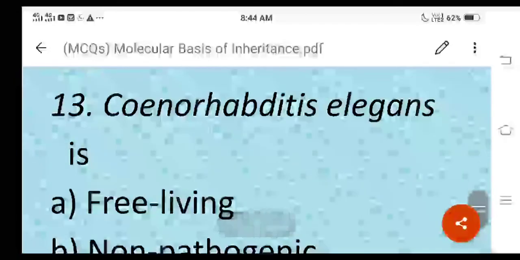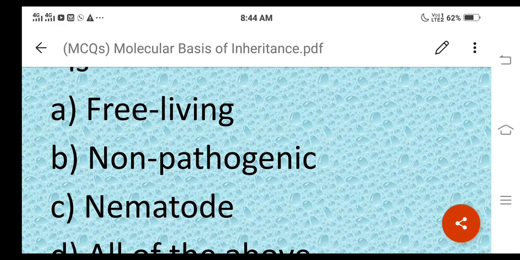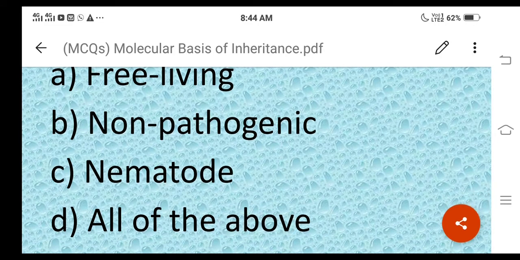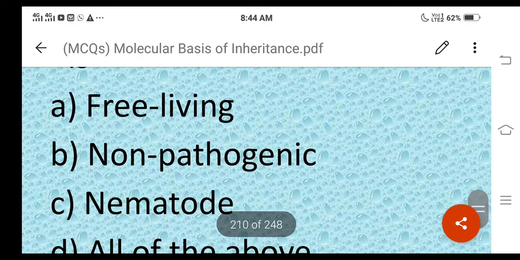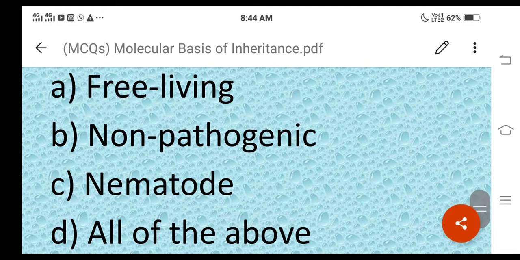Then next question. Caenorhabditis elegans is free living, non-pathogenic, and a nematode. The fourth option is all of the above. Here we have studied the concept. It is free living, it is non-pathogenic, and it is also a nematode. So all of the above becomes the correct answer. Option D is the correct answer.